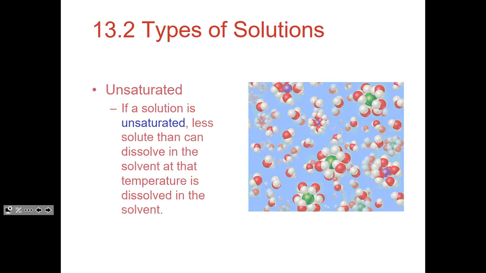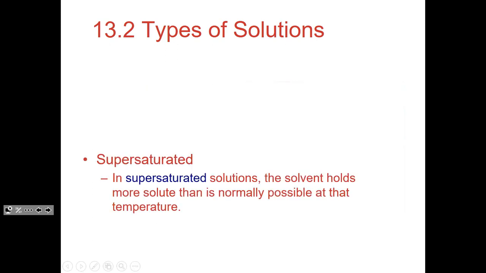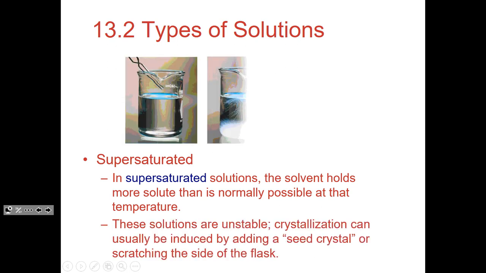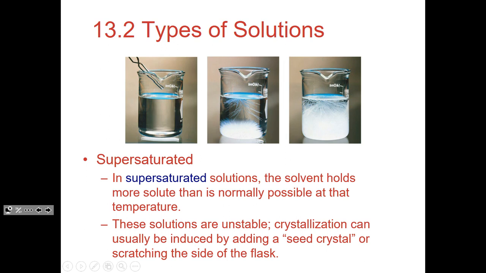Now, the last one is the oddest situation. In a supersaturated solution, the solvent is holding more solute particles than is normally possible at that temperature. So how can that happen? You shouldn't have more dissolved than you should. Well, that's an unstable situation, and usually crystallization can be induced by either adding a seed crystal or scratching the side of the flask. Uneven surfaces can give it a site of recrystallization, and once it starts to come out of solution, the rest of it that wasn't supposed to be dissolved comes out of solution as well.